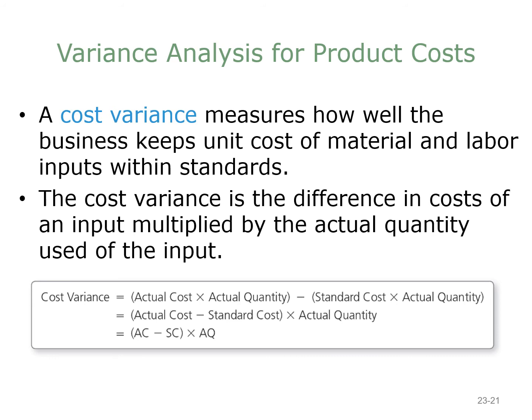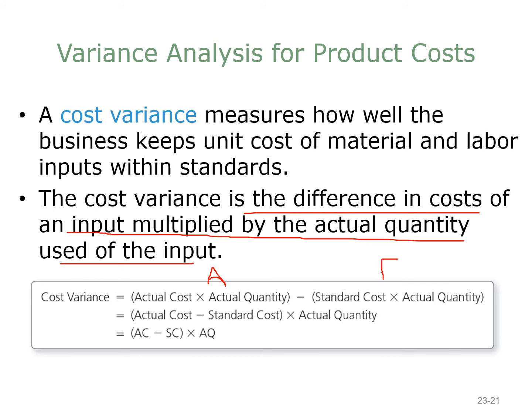Cost variance measures how well the business keeps unit cost of material and labor input within standard. The cost variance is the difference in cost of input multiplied by actual quantity used of the input. As you can see here, this is actual multiplied by actual. This is the actual. Minus standard cost times actual.